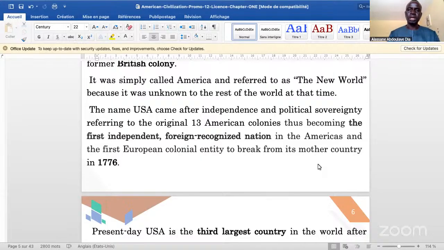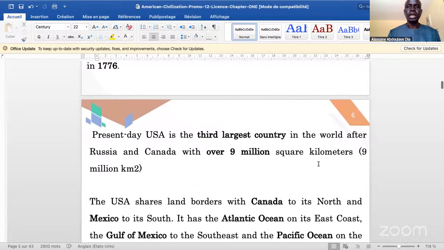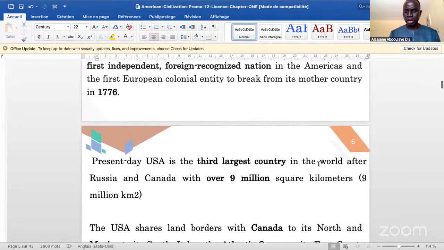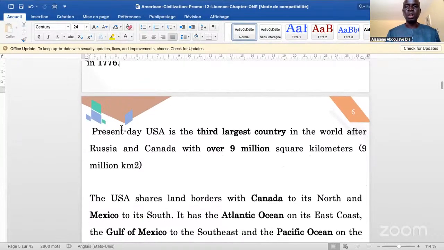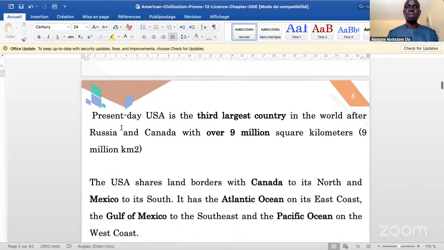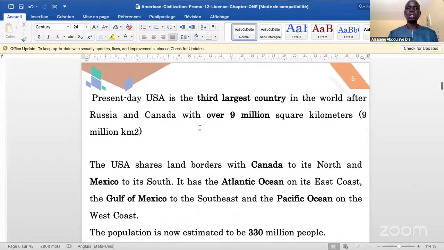And when the 13 colonies became independent, they gave themselves a name. They called themselves the United States of America. So to help you understand, class, that's why before 1776, do not call it the United States. It is America. This name came after independence. That's why in this chapter, you will not hear me talk about the USA a lot. I talk about America. Today, America, the America of today, is the third largest country in the world.